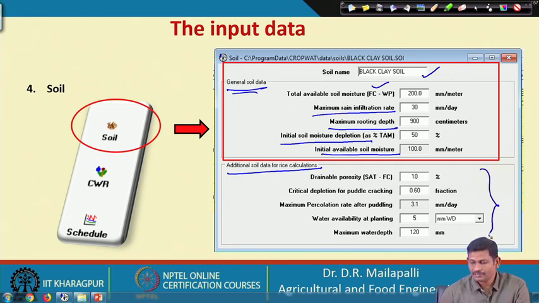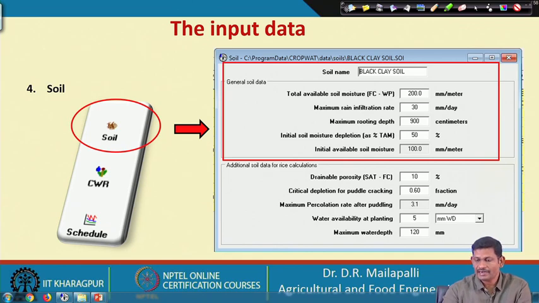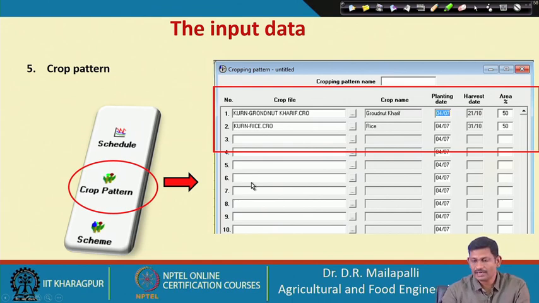So, you may have to give this data: drainable porosity, critical depletion for puddling cracking, maximum percolation rate after puddling, water availability at planting, maximum water depth. So, this data needs to be added into the soil input window. Okay. And the next is crop pattern.